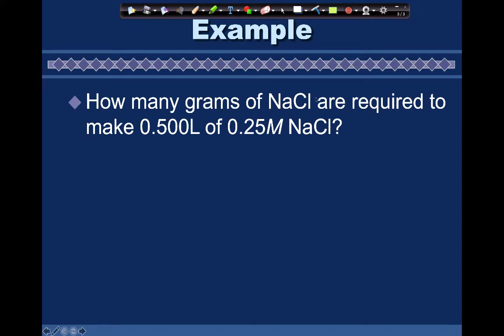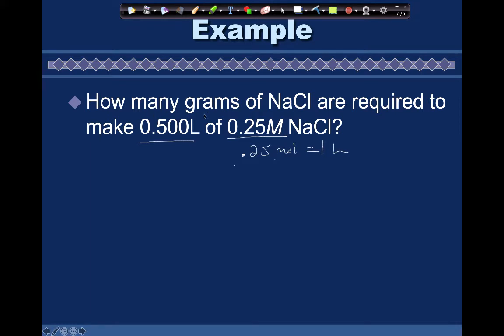Okay, so let's do this one. How many grams of sodium chloride are required to make 0.5 liters of a 0.25 big M, so moles per liter, of sodium chloride? If we go and make this solution, we need to know how many grams of sodium chloride to use. So we have 2 numbers. We have a volume, and then we also have the molarity. Remember, if we have big M, that means that there's 0.25 moles for every 1 liter of solution. So my molarity is going to be a conversion factor between moles and liters of the solution.